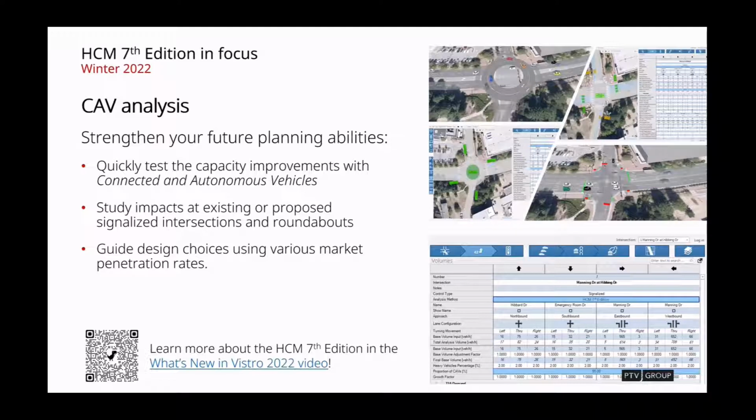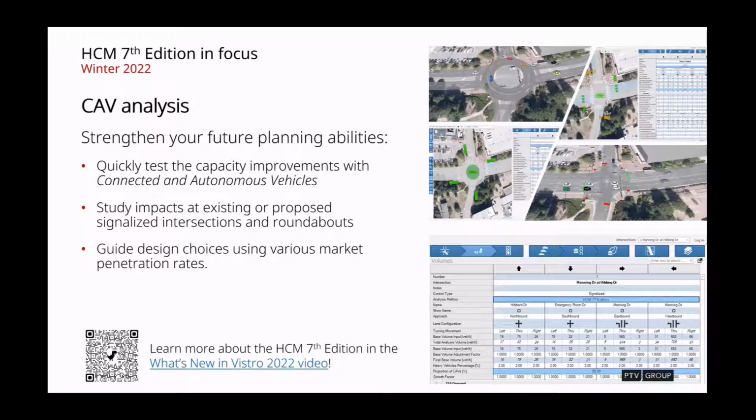All right, so summary of the HCM 7th edition. We heard a lot yesterday about needing to understand CAVs and the impacts of CAVs on certain networks and stuff like this. Well, of course, the HCM 7th edition, one of the major focuses was bringing in this CAV penetration rate into analyses at roundabouts and at signalized intersections. And so that's what Vistro implemented within those methodologies.